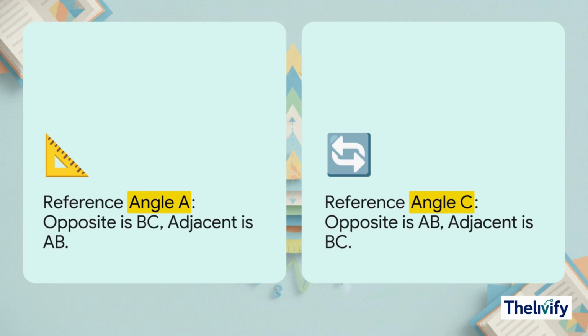Imagine you're physically standing at angle A. The side way across the triangle from you, that's your opposite. But if you walk on over to angle C, that very same side is suddenly right next to you, making it your adjacent side. It's all relative to your reference point.